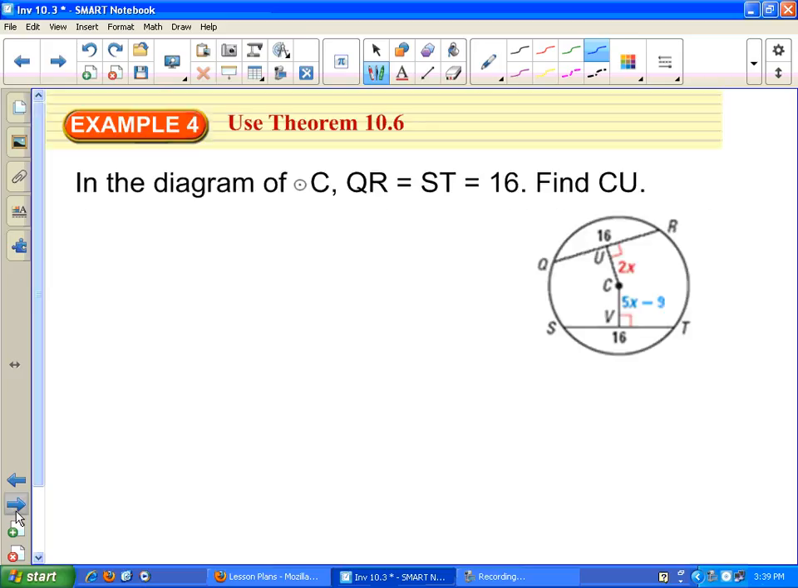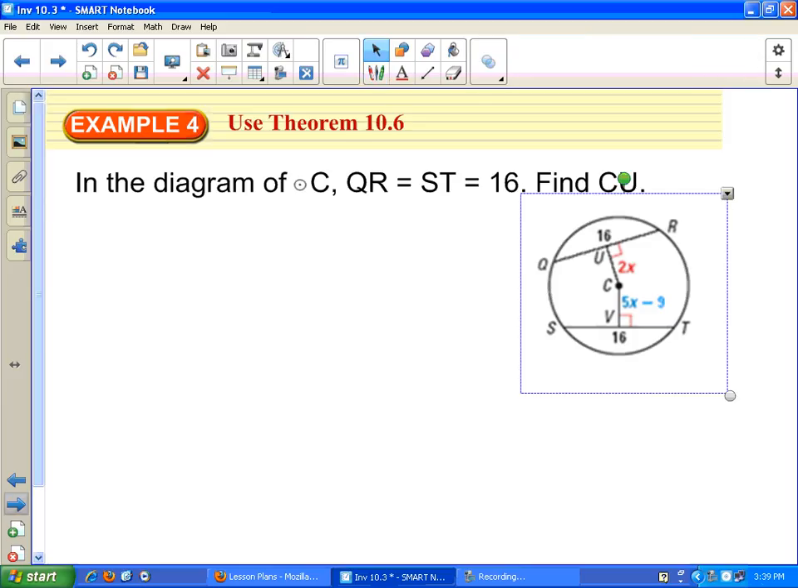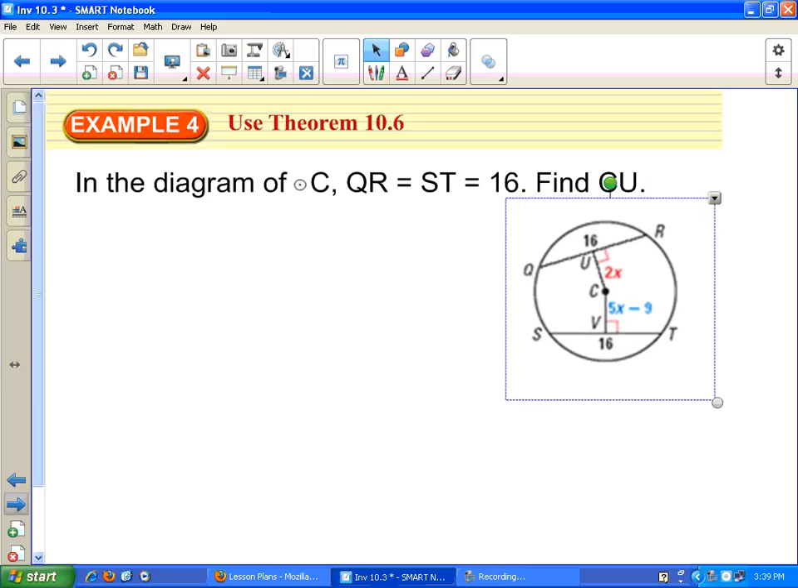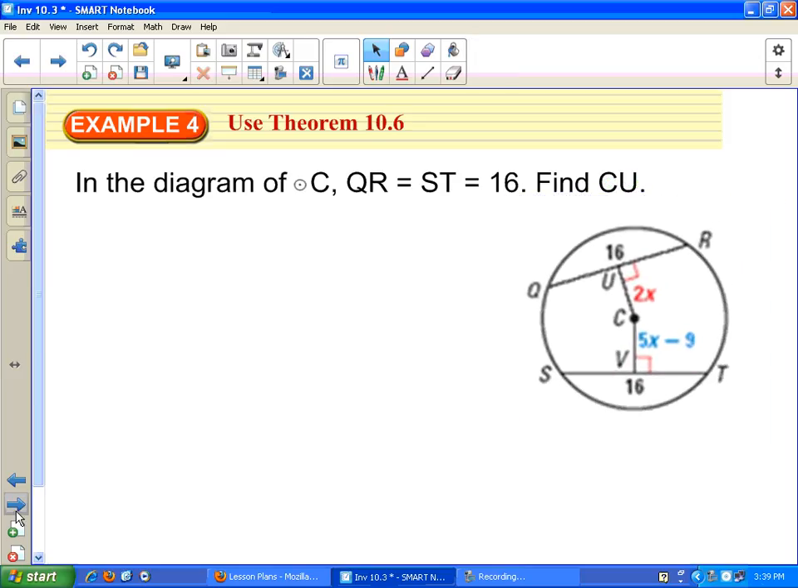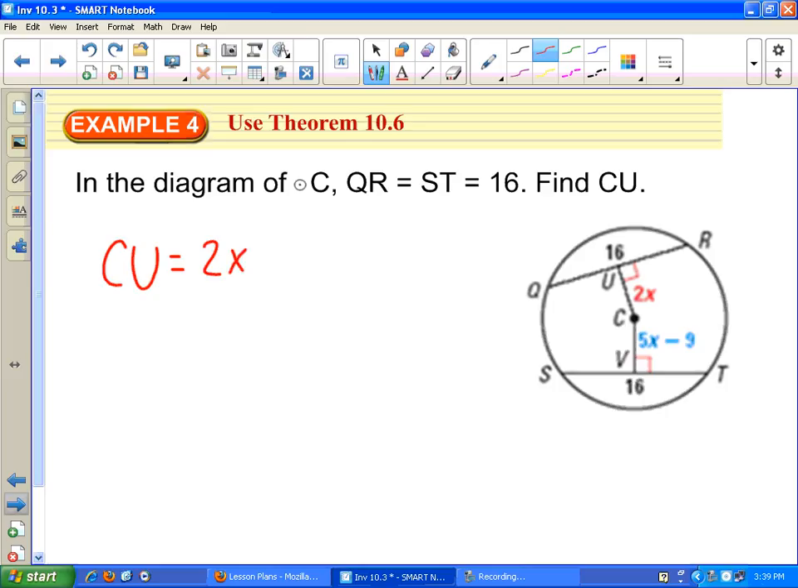So in this diagram of circle C, QR equals ST, which is 16. So we know that the chords are the same length. We just got to prove that they are equidistant away from the center of the circle. And we're told that CU equals 2x, CV 5x minus 9. So we've got to set those equal to each other.